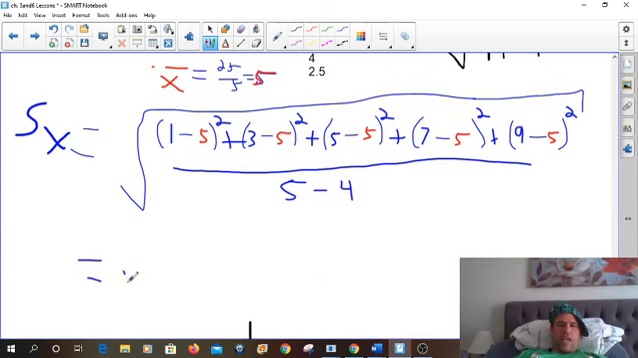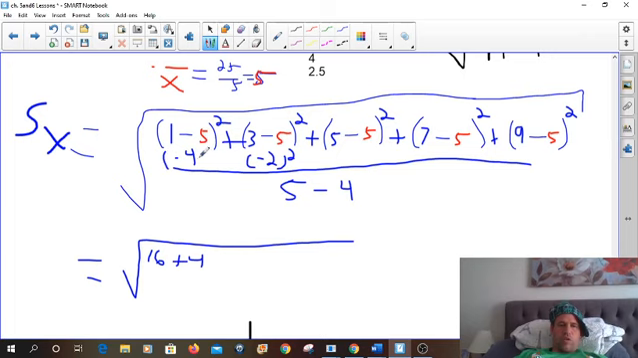Okay, so then we get the square root of 1 minus 5 is negative 4. Negative 4 squared is negative 4 times negative 4 is 16. 3 minus 5 is negative 2. And then negative 2 squared is a positive 4. I'm not completely showing my work there, but the middle one is just going to be 0 squared because it's the center. Not always, but for the most part. 7 minus 5 is 2, symmetric data, so 2 squared is 4. And then 9 minus 5 is 4, and again 4 squared is 16.